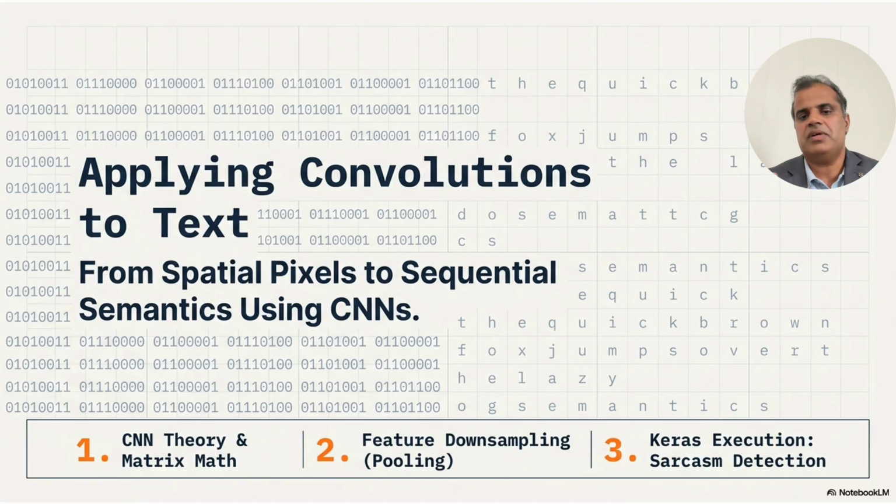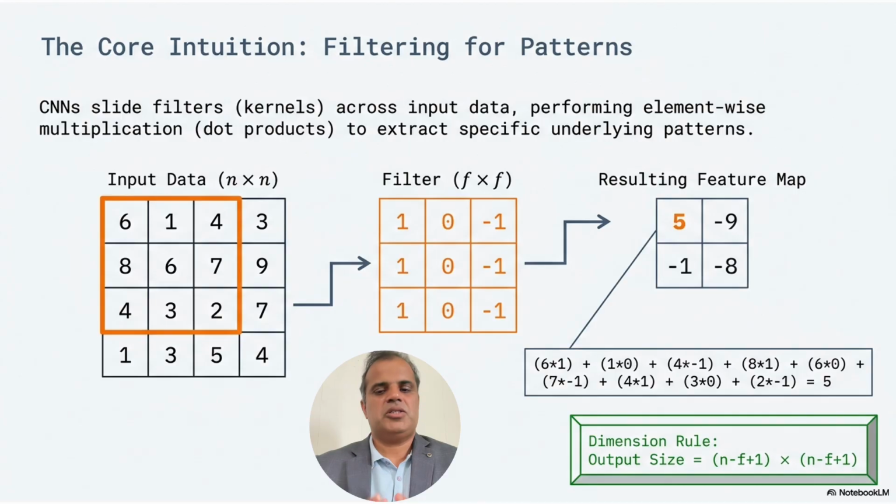Our roadmap covers three main steps. First, the foundational matrix math behind a convolution. Second, how we shrink data down using a process called pooling. And finally, how to write production code in Keras to build a network capable of detecting sarcasm in news headlines. Let's jump in. Let's start with the core intuition behind a convolution.